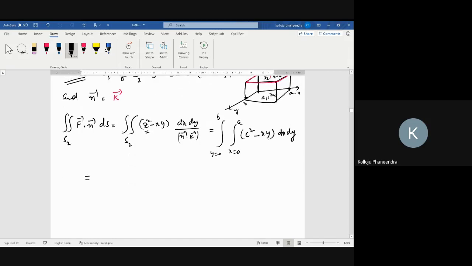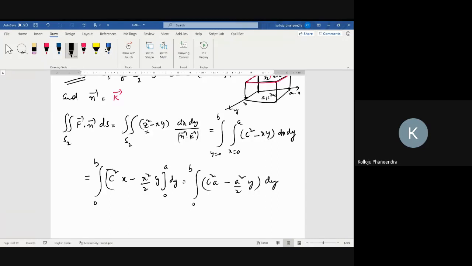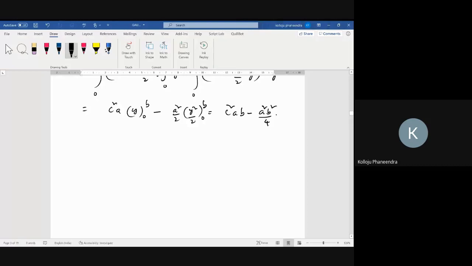That is equal to, now integration with respect to x, c square x minus x square by 2 y, from 0 to a, dy, and y is from 0 to b. So this is the integral from 0 to b of c square a minus a square by 2 y dy. That is equal to c square a y minus a square by 2 times y square by 2, between 0 to b. So the answer is c square ab minus a square b square by 4. This is the value over S2. Now over S3.